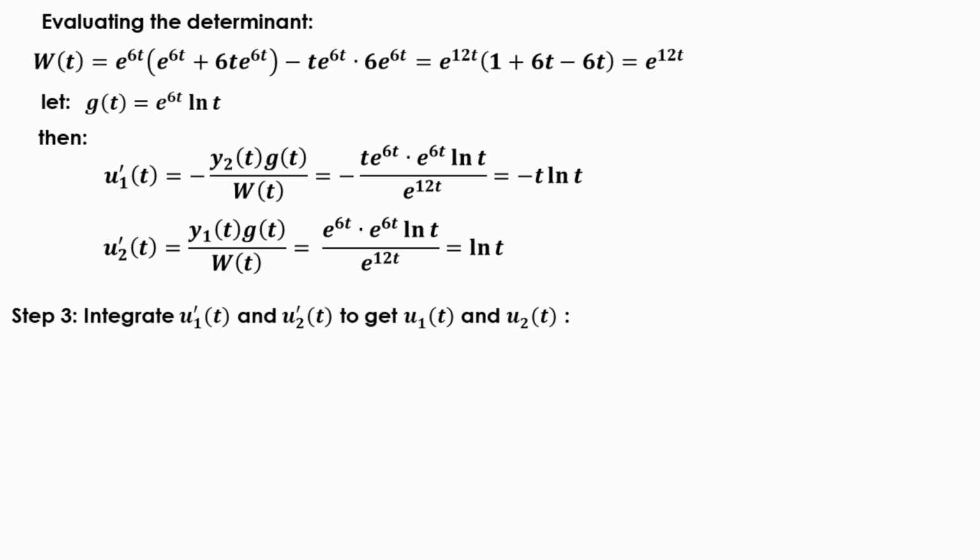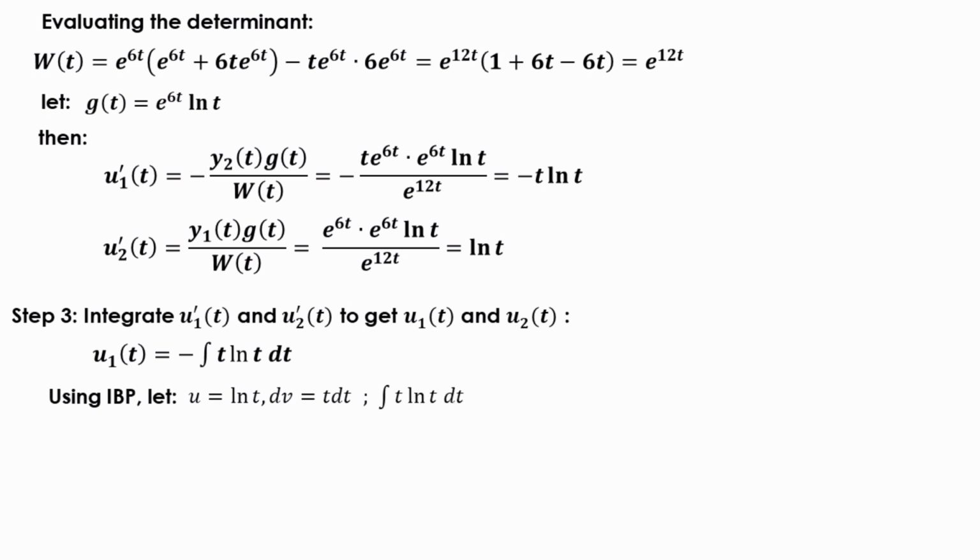So let's try to integrate our u prime 1. That will be the integral of t ln t. To do this, we'll be applying IBP, that is integration by parts. Very straight and easy. So let our u be ln t, then our dv is t dt. Then we'll apply the integration by parts formula, which gives us the integral of t ln t is equal to half t squared ln t minus 1 over 4 t squared. So that's applying the IBP formula.